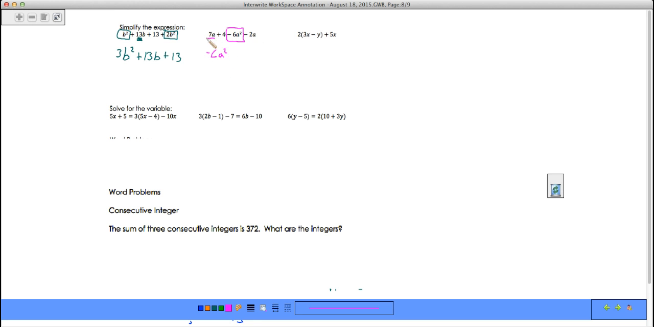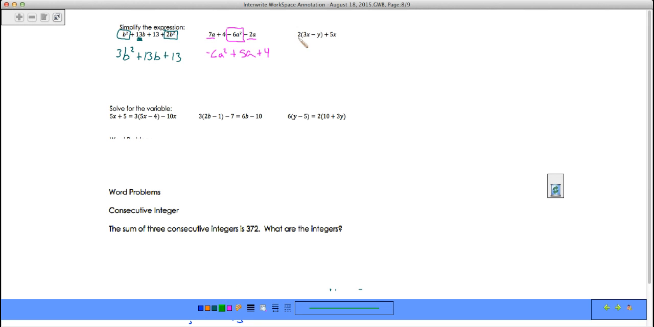Then I have 7a. Now look for any other a's. I have negative 2a. 7a minus 2a will give me a positive or plus 5a. And then I have this plus 4, and it has no one to hang out with, nothing to combine with, so I'm going to put plus 4 there. And that one is done.